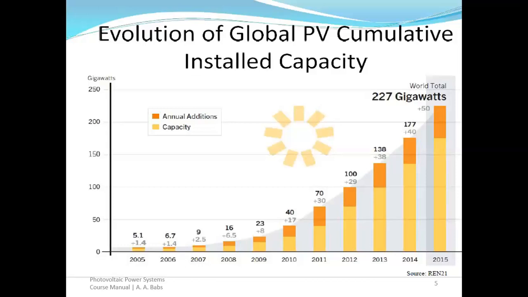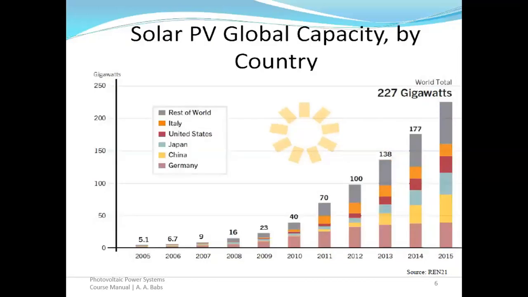Okay. Solar PV global capacity by country. Now, we've talked about installed capacity and annual additions. Now, we want to talk about PV capacity by country, okay? What does this mean? This simply means which country is installing PV the most, okay? Where do we have the highest installation of PV power plants across the globe?